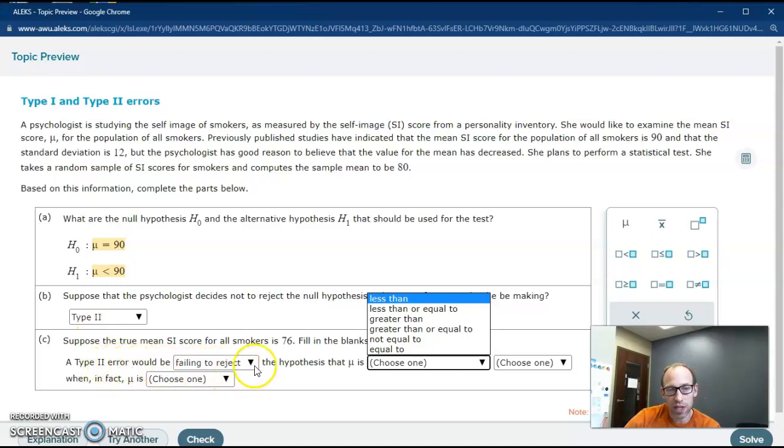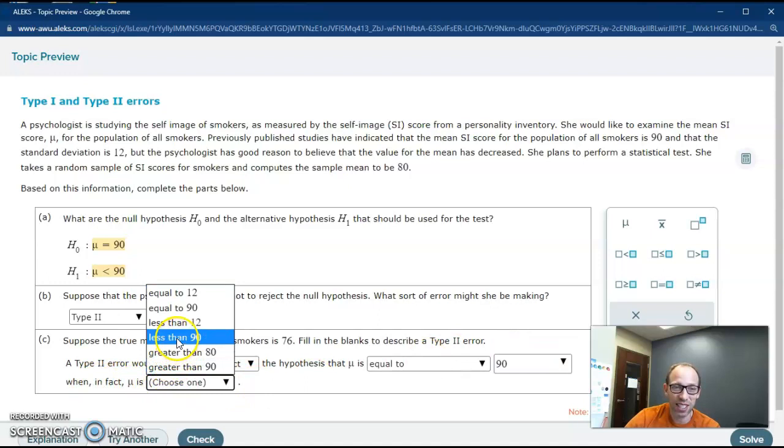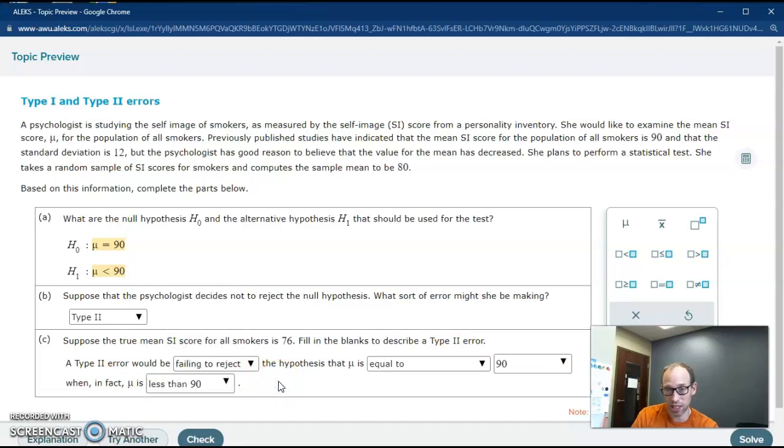So a type 2 error would be failing to reject the hypothesis that the mean is equal to 90, when in fact it's actually less than 90. We should have rejected, but failed to reject. It's not the researcher's fault. Most of the time, it's just the sample data. It's through randomness that this happens. But a type 2 error is always failing to reject the null hypothesis when in reality the mean is less than 90.